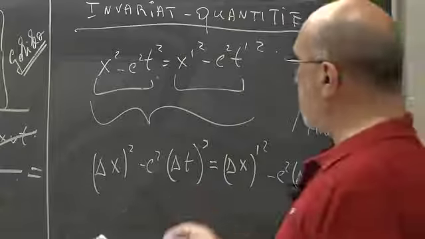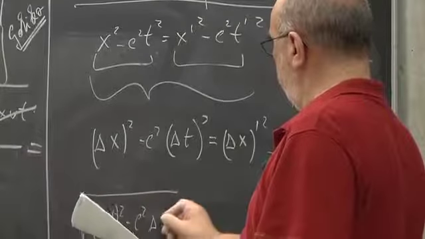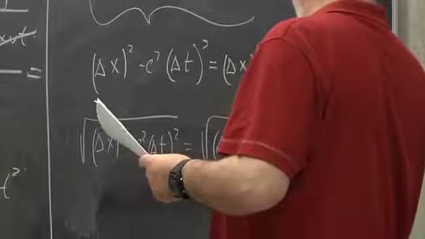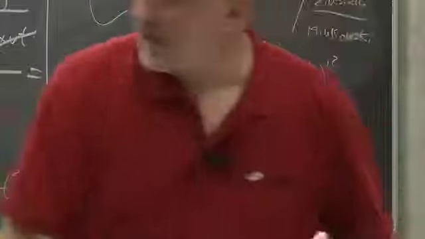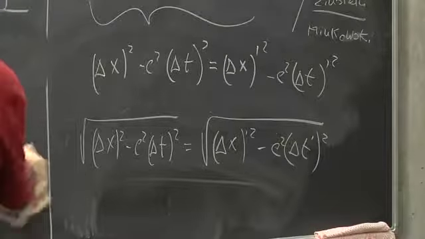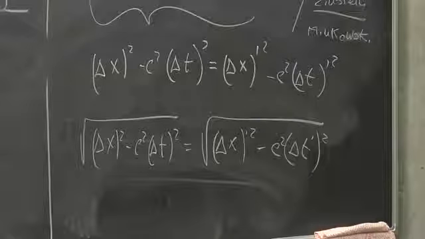Now, of course, as this is the same, also its square root is the same. Now, this quantity has a name, and it depends how you look at it. If you look at it in this manner, you see that this has the dimension of delta x, and it's called proper length. So proper length is delta x squared minus c squared delta t squared.